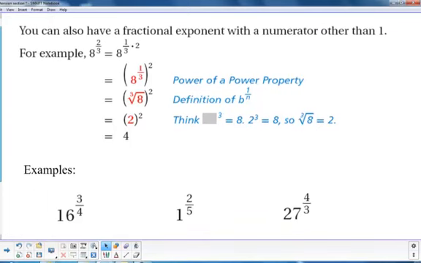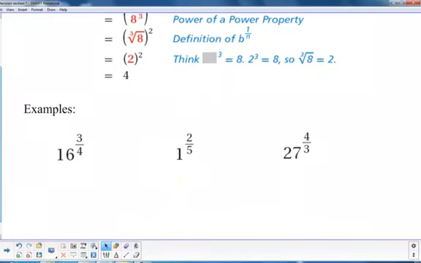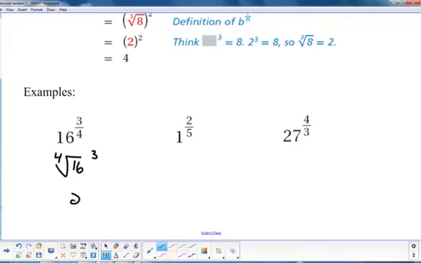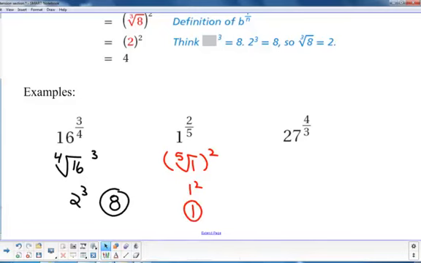And for the last page tonight, this is when you actually have a fraction. So this is the 4th root of 16 cubed. So this is 2 cubed. So 2 times 2 is 4, times 2 is 8. And this is the 5th root of 1 squared. So the 5th root of 1 is 1, and 1 squared is 1.